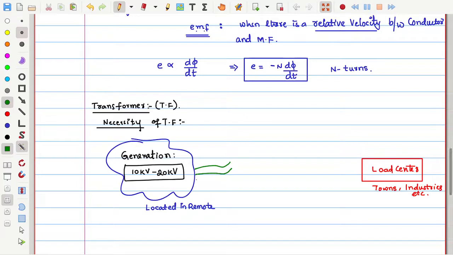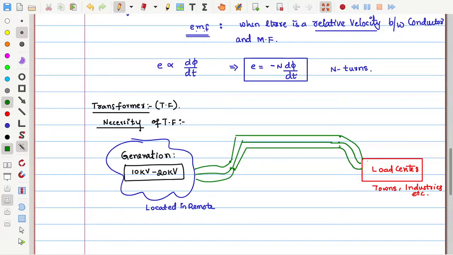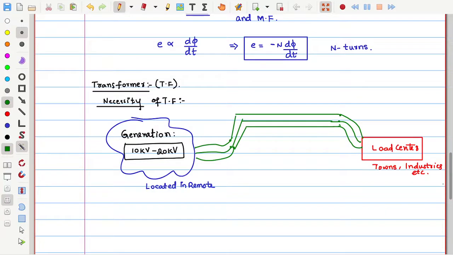So what we do is that we will take some big towers, and on top of that we will put some conductors, wires, and we will transfer the power. Once it reaches nearby locations of the load centers, from there we take the connection and feed it to the load. But the things will not be done in this simple manner. There are many things involved in this process.